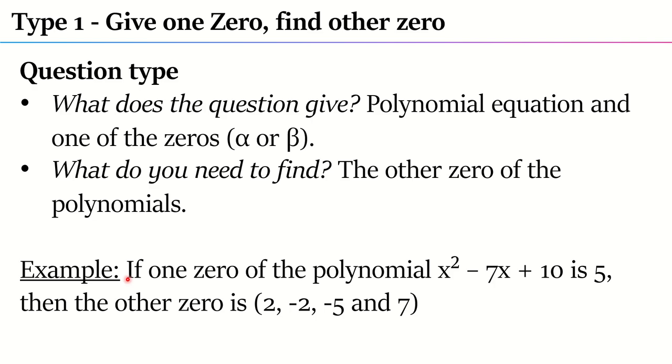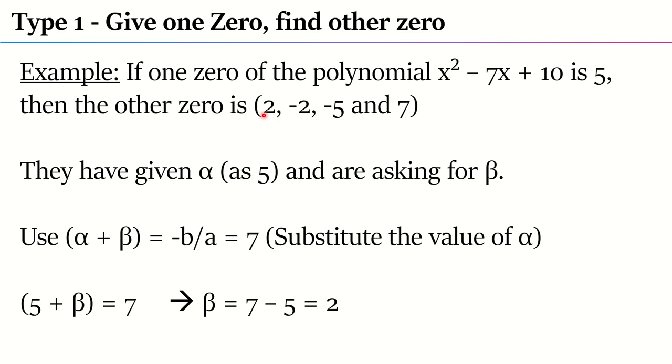So let us consider the example problem. The polynomial equation is x square minus 7x plus 10, and one of the zeros is 5 and the other is, these are the four options which you get along with the question. Let me assume one of the zeros, alpha, is 5 and we need to find out the value of beta. From the previous videos, you know the formula for the sum of the zeros, that is alpha plus beta is equal to minus b by a.